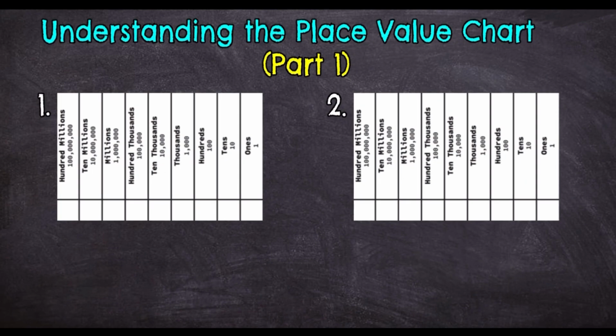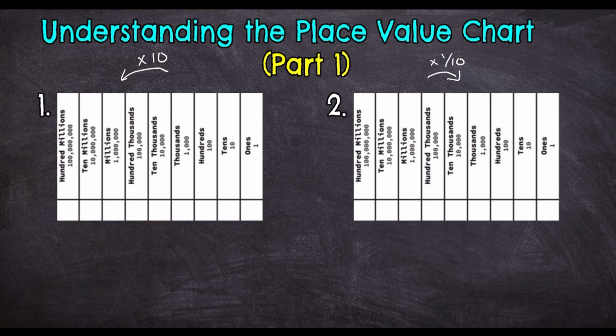In today's video, we are going to be talking about understanding the place value chart. And this is going to be a part 1 of a part 2 video. So first things first, when you are talking about the place value chart, when you are going to the left of the place value chart, you always multiply by 10 each place value. Now, if you are going to the right of a place value chart, you multiply by 1/10 each place value.